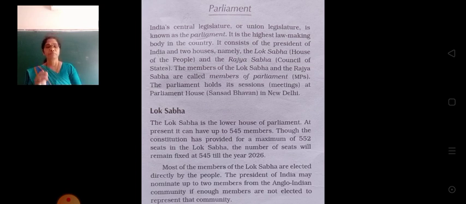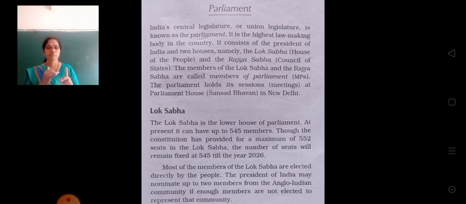Most of the members of Lok Sabha are elected directly by the people. And the President of India may nominate up to 2 members from the Anglo-Indian community. If enough members are not there, the President has the right to choose 2 members from the Anglo-Indian community also.